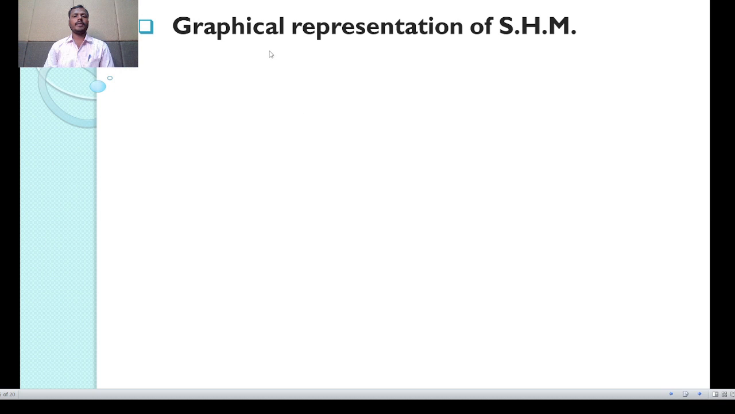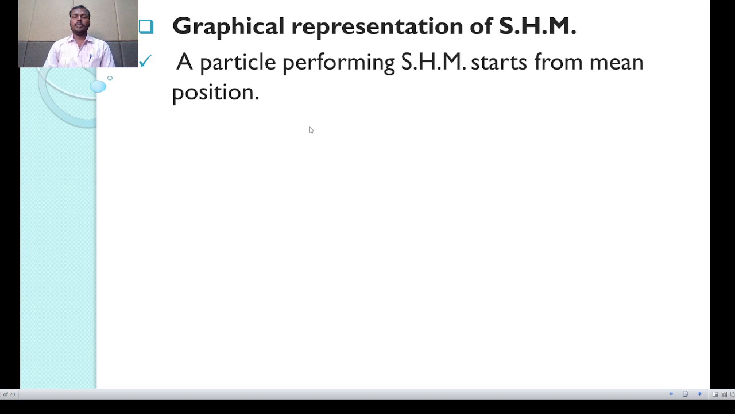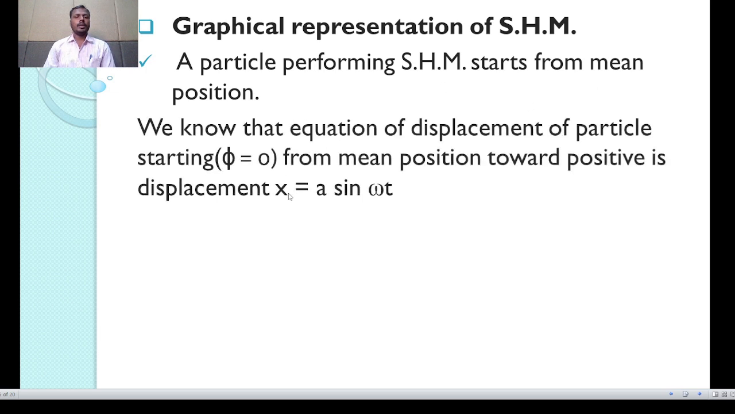The first point is the graphical representation of SHM. There are two types: the particle starts from the mean position, and the particle starts from the extreme position. The first case is a particle performing SHM starting from the mean position. We know that the equation of displacement of a particle starting from the mean position toward the positive direction is x = a sin omega t.